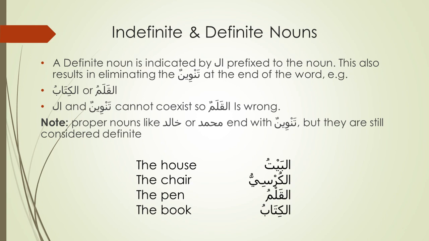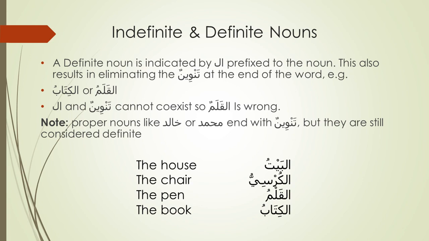So we have al-baytu instead of baytun. We have al-kursiyu instead of kursiyun. And we have al-qalamu instead of qalamun. And we have al-kitabu instead of kitabun. And remember that the alif and lam and tanween, they do not come together in one word. It's either one or the other. So we can't say al-qalamun. Al-qalamun is wrong. It has to be al-qalamu or qalamun.